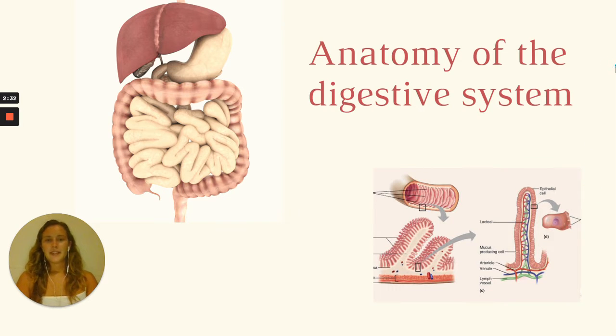Starting off with the anatomy of the digestive system, I feel this is a good place to start and I'll refer back to this slide as we move through. So obviously we have the digestive system here on the left. We have the liver, the stomach, the gallbladder, the large and the small intestine, and the pancreas hidden in there behind.